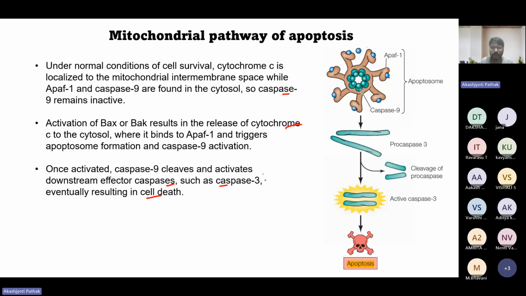Sometimes questions come in objective exams, like what is the initiator caspase present in the mitochondrial pathway of apoptosis? The initiator caspase is caspase 9. And what is the effector caspase? What do we mean by that? It is the ultimate, main caspase involved in causing apoptosis of the cell. So that is caspase 3. Okay.